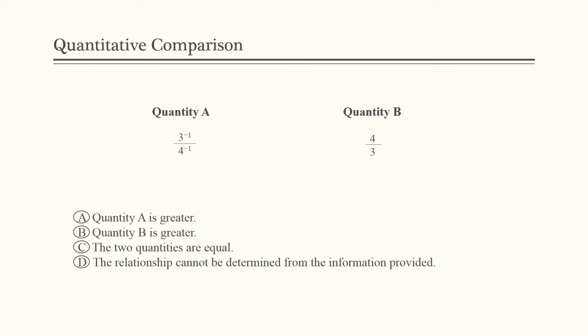Let's take a look at another example of a quantitative comparison question. You're not given a fact in this one. You're just provided with two quantities A and B, and you're asked to determine the relationship between them. Quantity A is inverse of 3 over inverse of 4, which is basically equal to 4 by 3. Quantity B is 4 by 3. And therefore, the correct answer is C. The two quantities are equal.